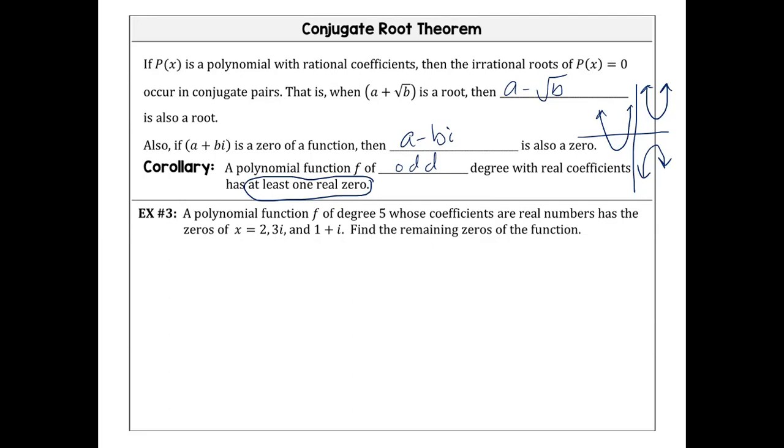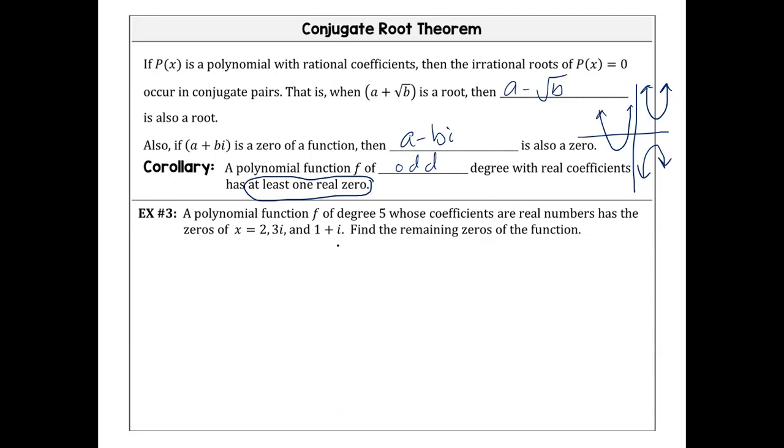Okay, all right. So a polynomial function f of degree 5, whose coefficients are real numbers, has the zeros x = 2, 3i, and 1 + i. Find the remaining zeros of the function. Okay, so using the fact up here that we wrote for the conjugate root theorem, if I know one of my imaginaries, then I automatically know there is another imaginary.